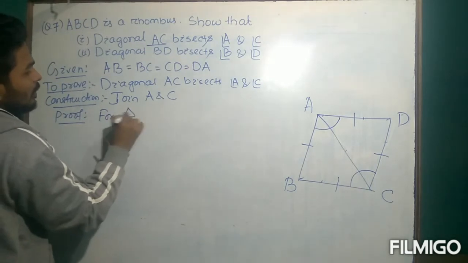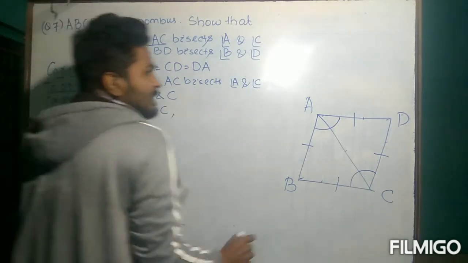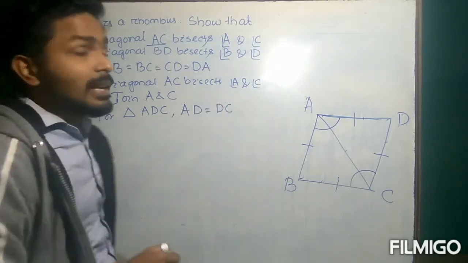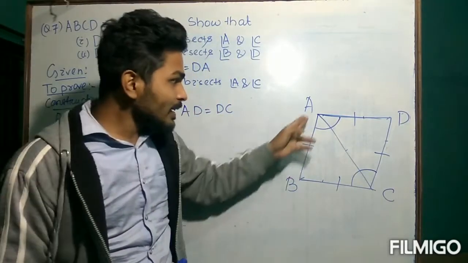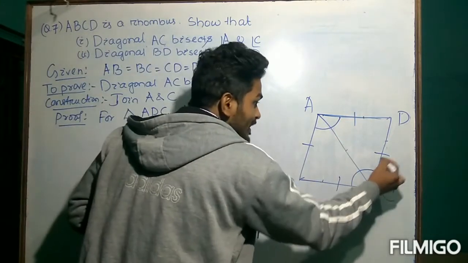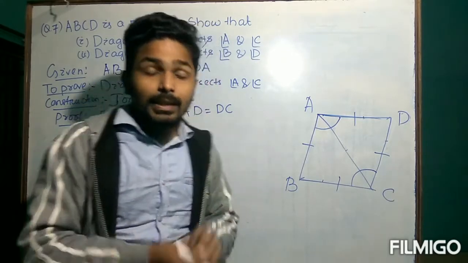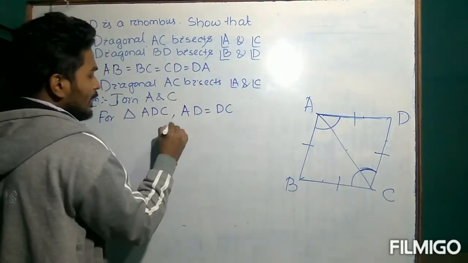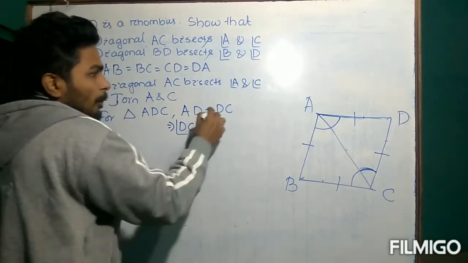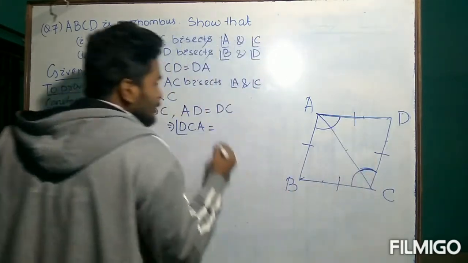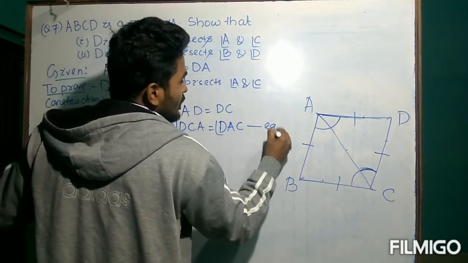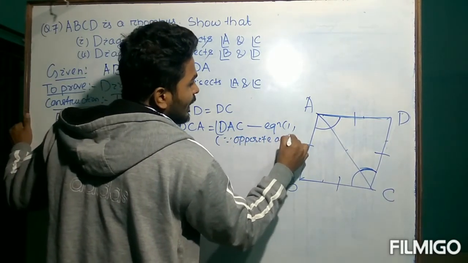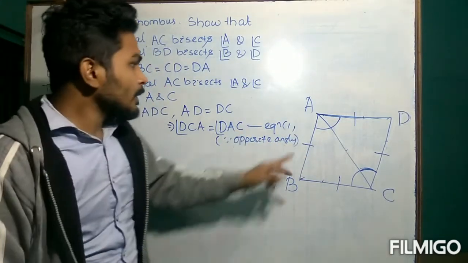In triangle ADC, this side AD is equal to this side DC. That means it is an isosceles triangle. In this isosceles triangle, the two sides are equal, so their opposite angles must be equal. We know that if in a triangle any two sides are equal, then their opposite angles must be equal. The opposite angle of side AD is angle DCA, so angle DCA is equal to the opposite angle of side DC, which is angle DAC. Suppose this is our equation number 1. The reason is opposite angles.